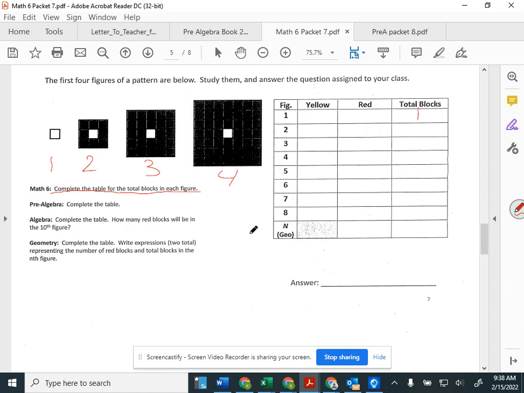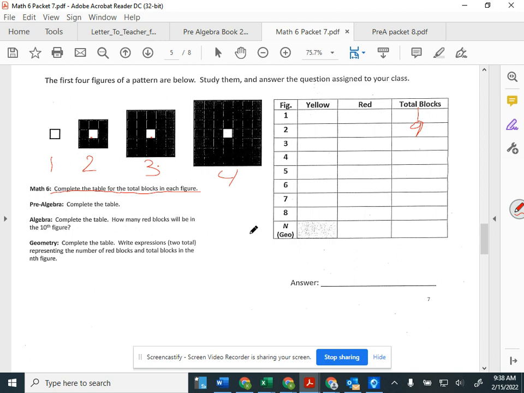How many blocks are in figure 2, Aiden? There are 9 blocks in figure 2. How many blocks are in figure 3? Because you're still counting that yellow one. Remember, that yellow one is still there. It's not an empty hole. It's a block. So how many blocks are in figure 3?